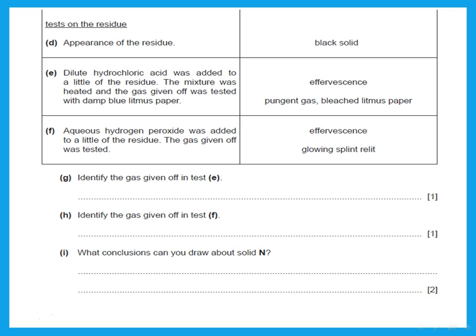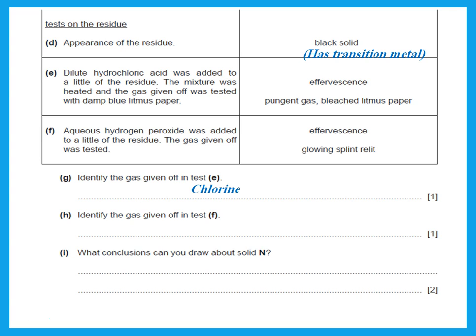Then he says the appearance of the residue is a black solid. If I tell you that something is black or any color, that means it has a transition metal. He added acid. The mixture was heated. The gas given off was tested, and he says he got effervescence. Again, I'm reminding you, effervescence means bubbles of gas. Pungent gas, bleached litmus paper. Which gas bleaches litmus paper? You should realize that it is chlorine. So when he asks to identify the gas given off in this test, it is chlorine.